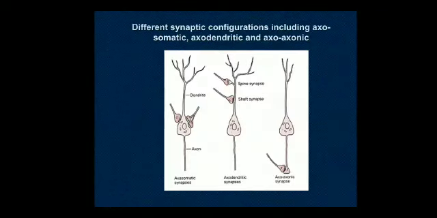This is the diagram which shows the different types of synapses. You can see here the cell, having the dendrite, soma and axon. In the first, there is a synapse with the soma, so it's called axosomatic. The second one is with the dendrite, called axodendritic, and the last one is the axonic synapse.